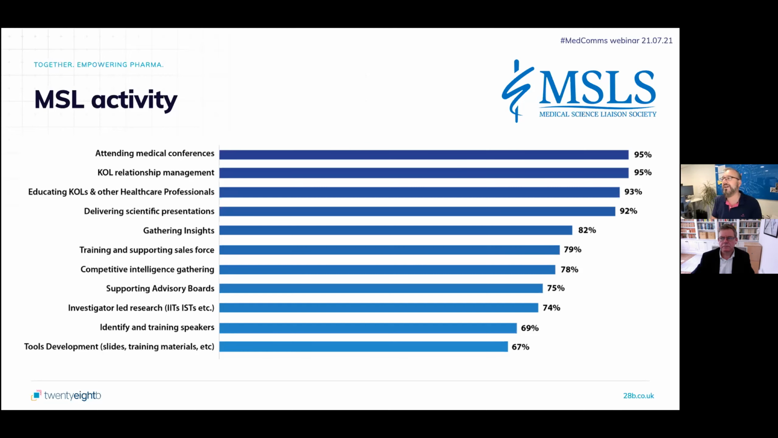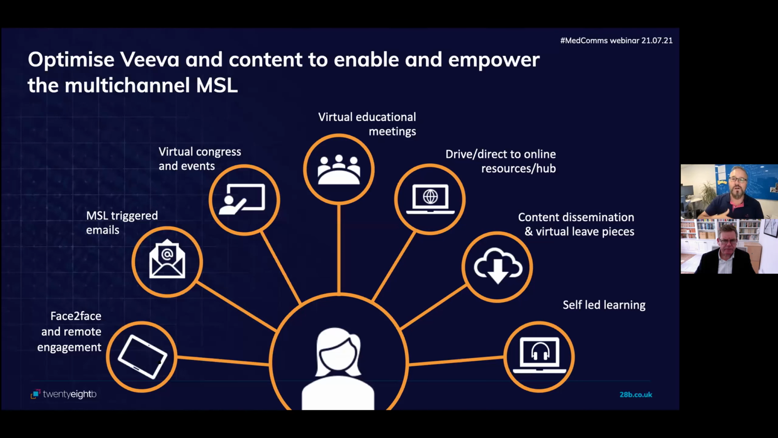So I went to the Medical Science Liaison Society. I don't know if they're big in the UK, it's a US site, but it helped me understand what an MSL does on a day-to-day basis. I want to pick out these: the KOL relationship, delivering scientific presentations, gathering insights, and competitive intelligence gathering. It's one of the breakdowns of those. So a CRM and CLM is almost perfectly designed to help them do that. And this is what I see as the vision for the multi-channel MSL in the remote space and the face-to-face space.